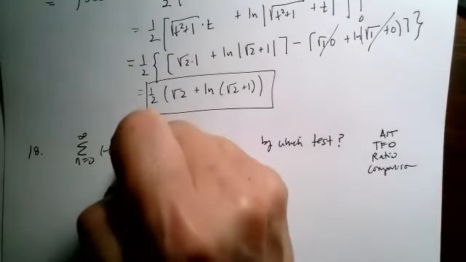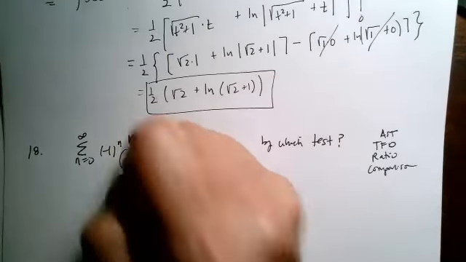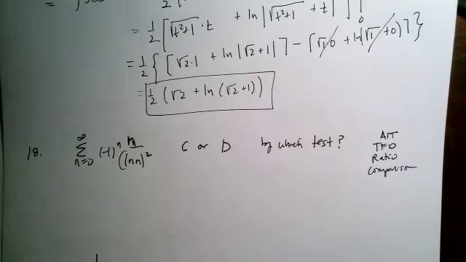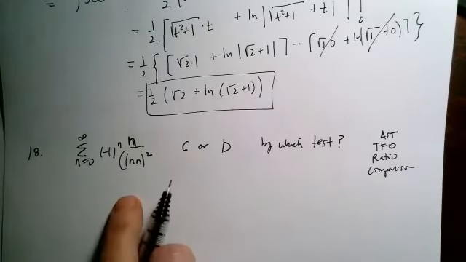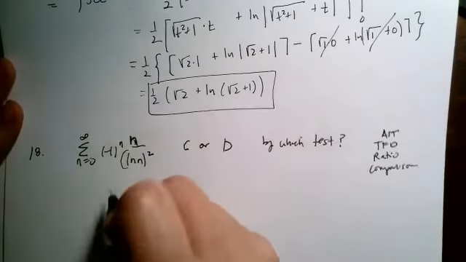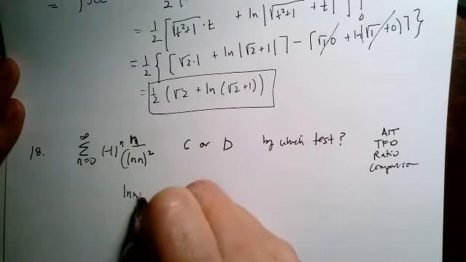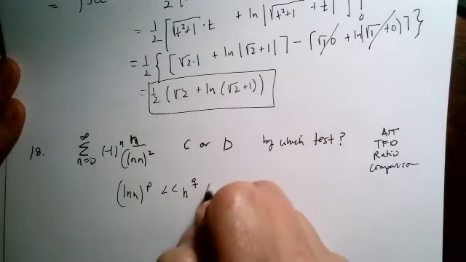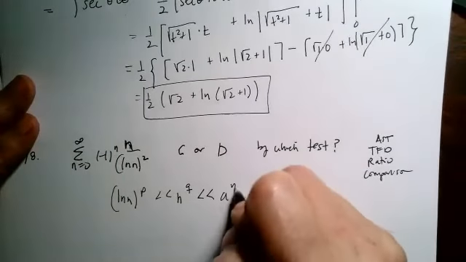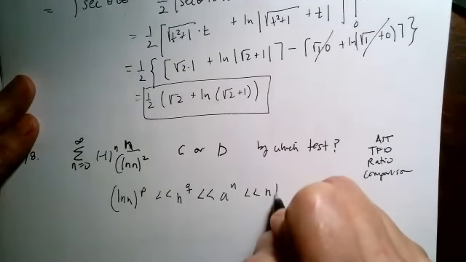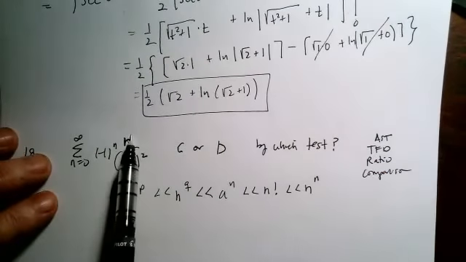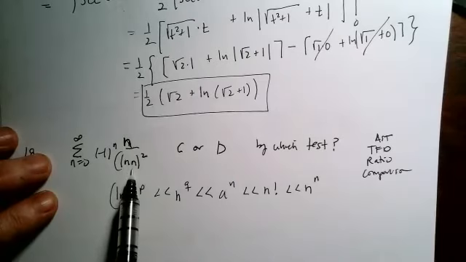Okay, we're coming close to the finish line. This has an n in the numerator, and we want to know if it converges or diverges, and also what test we use. That one converges by AST. Oh, no, it doesn't. Okay, remember the hierarchy of functions. The log of n to the p is less than n to the q, is less than a to the n, is less than n factorial, is less than n to the n. So who's growing faster, the numerator or the denominator? The numerator.